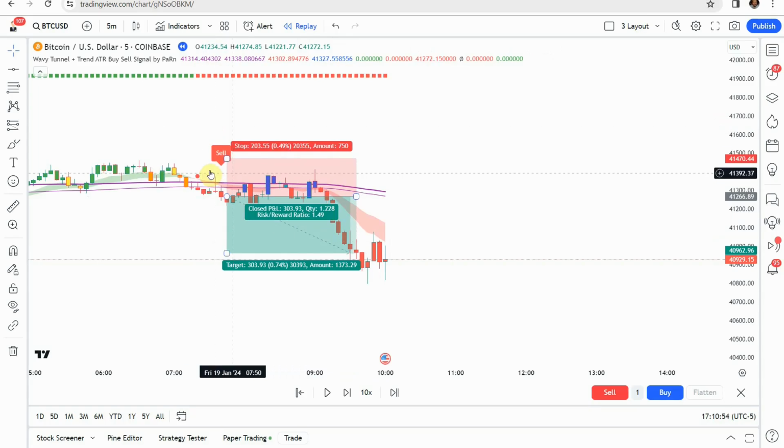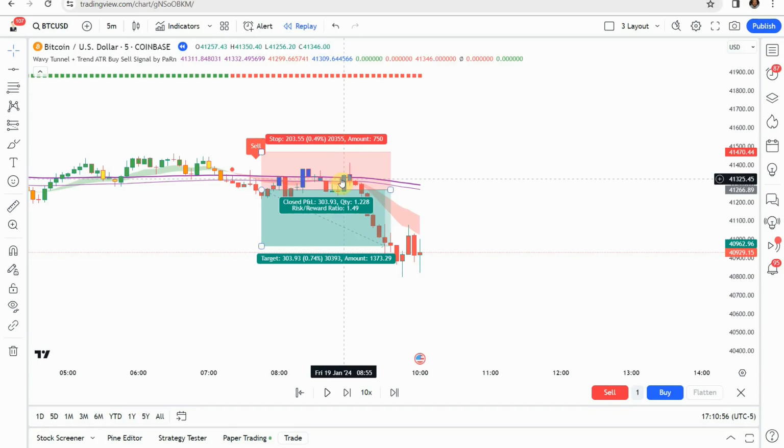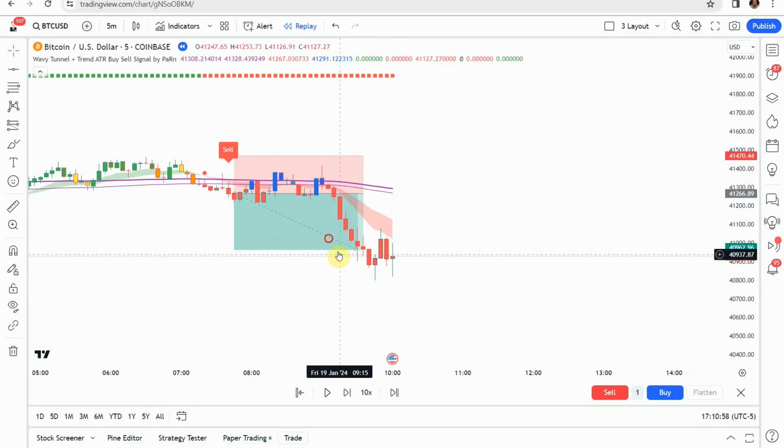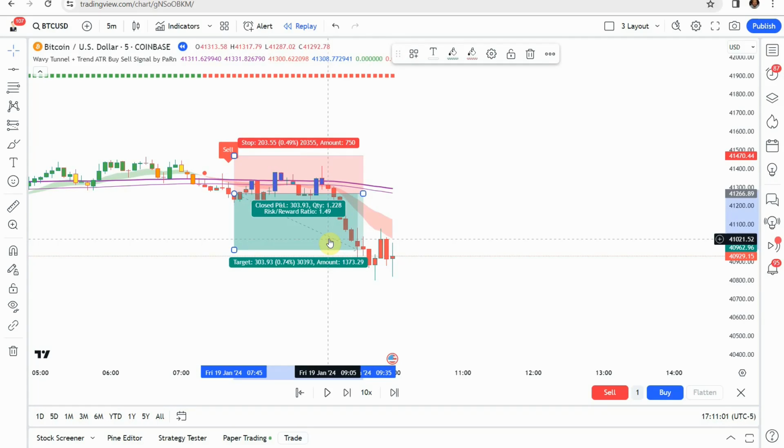Alright, so we kind of bounce around there a little bit, not really moving much, and then we make this spike to the downside, getting us to our take profit once again. Alright, so that puts us at the end of the testing right there.